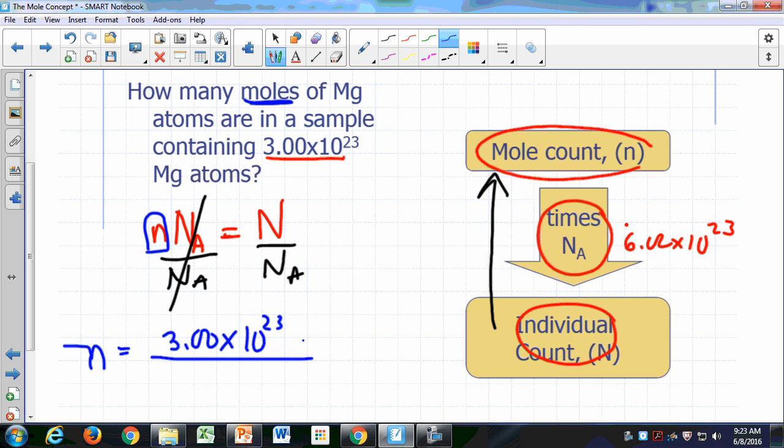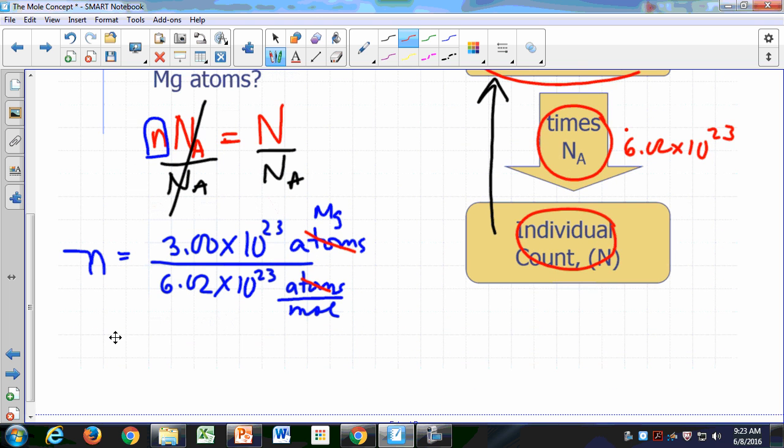So this is atoms, and to be more specific, you say it's magnesium atoms, divided by Avogadro's number. It would be 6.02 times 10 to the 23rd magnesium atoms per mole, right? So atoms cancel out. That gives you the answer in moles. Notice that mole is in the denominator of a fraction in the denominator. So when you're dividing by a fraction, you flip it. So your final unit here will be in moles.